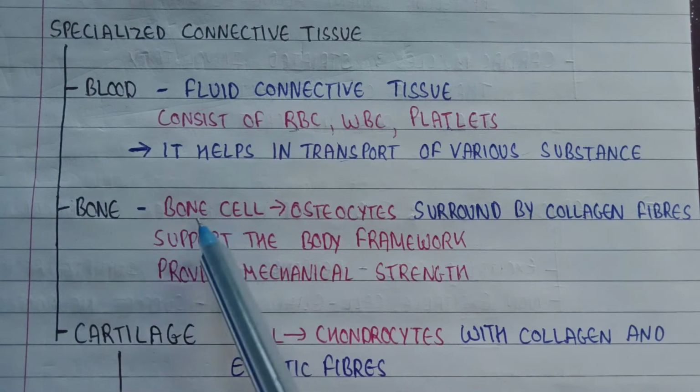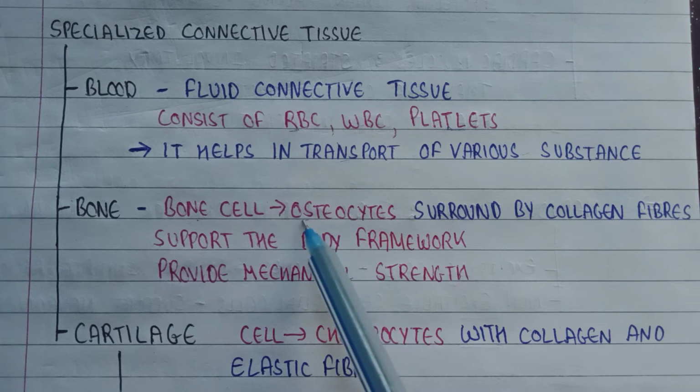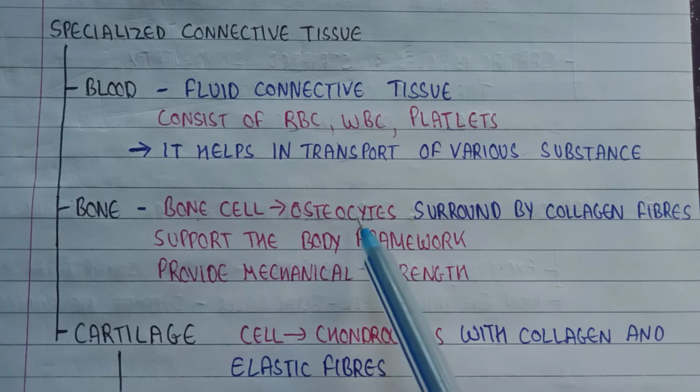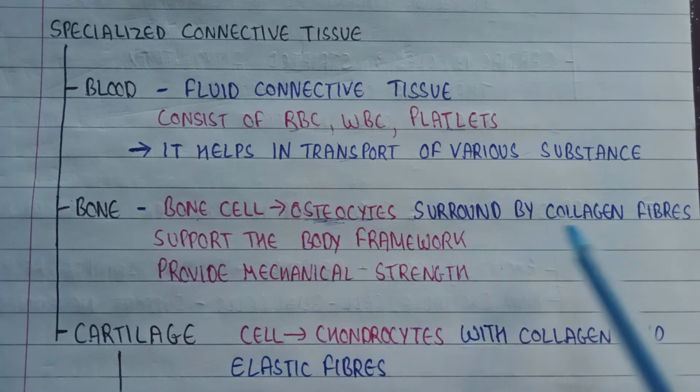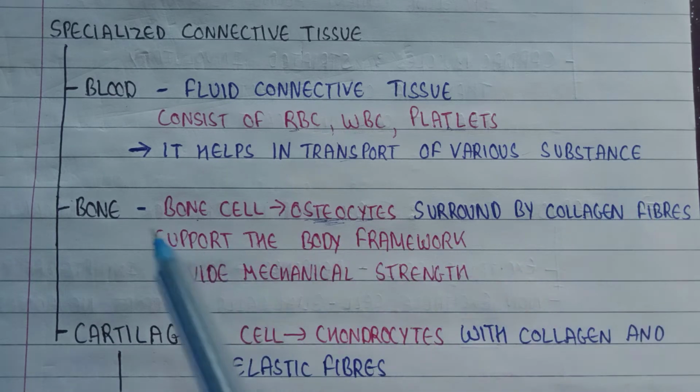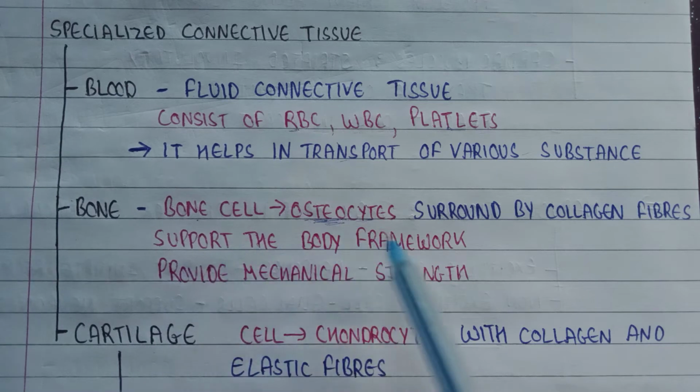The cells of the bone are known as osteocytes. These are the cells of bone. These cells, osteocytes, are surrounded by collagen fiber. Coming to the function, it supports the body framework and it provides mechanical strength to the body.